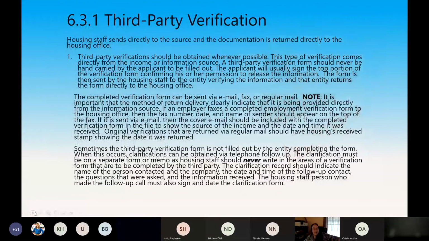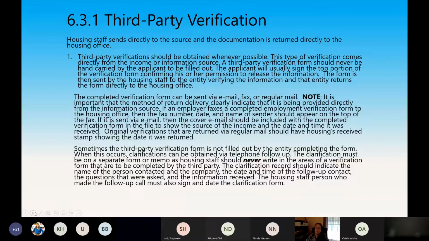Housing staff sends the request directly to the source, and documentation is returned directly to the housing office. Third-party verification means the tenant doesn't touch it at all, okay? You're going to deal with their employer, and the employer is going to send it back to you.